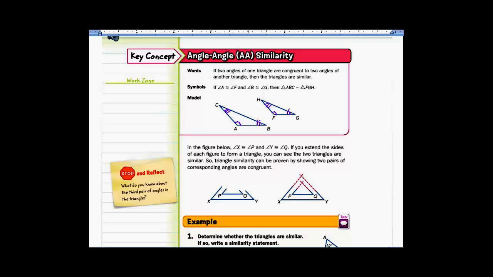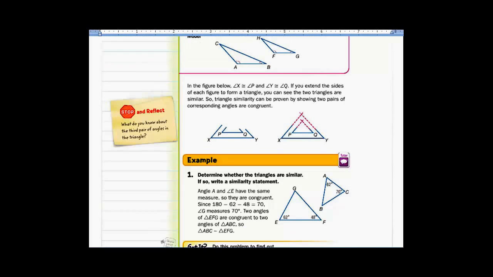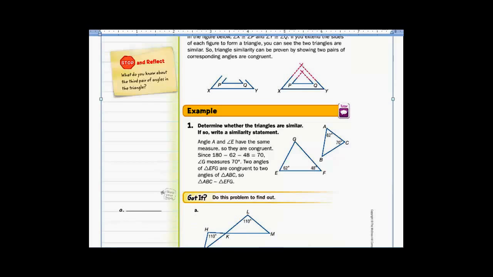All right. So let's look at example 1 right here. It says determine whether the triangles are similar. If so, write a similarity statement. So it says angle A and angle E have the same measure. Angle A, angle E. That's that 62 and that 62. So out of our two angles that we have to have be the same, we've already got one of them. All right. So now we have to see if there's another one. Well, the only other two that it shows is that this one's 48 and this one's 70. So right now you don't know what this one is and that one is. So let's try and find them out.